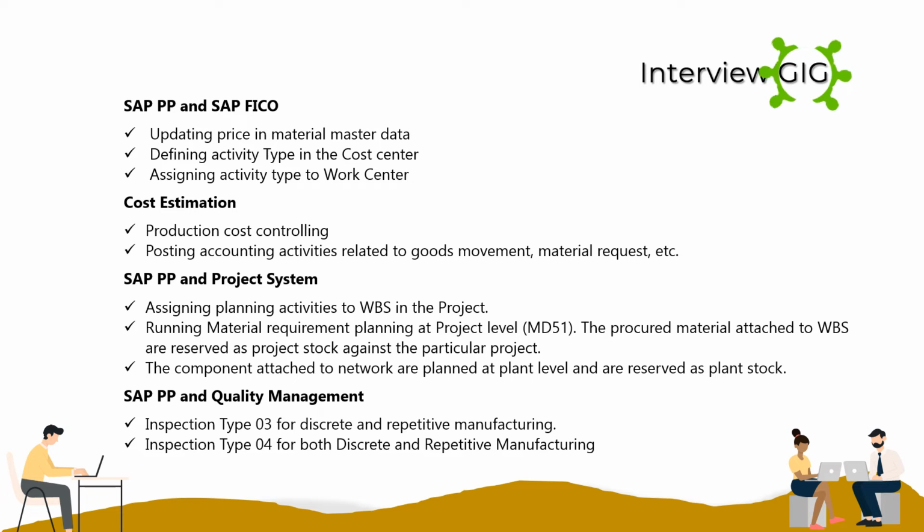SAP PP and Project System. Assigning planning activities to WBS in the project. Running material requirement planning at project level, MD51. The procured material attached to WBS is reserved as project stock against the particular project. The components attached to the network are planned at plant level and are reserved as plant stock. SAP PP and Quality Management. Inspection type 03 for discrete and repetitive manufacturing. Inspection type 04 for both discrete and repetitive manufacturing.